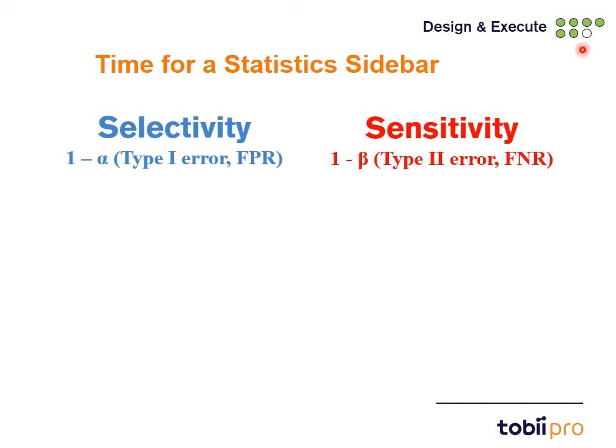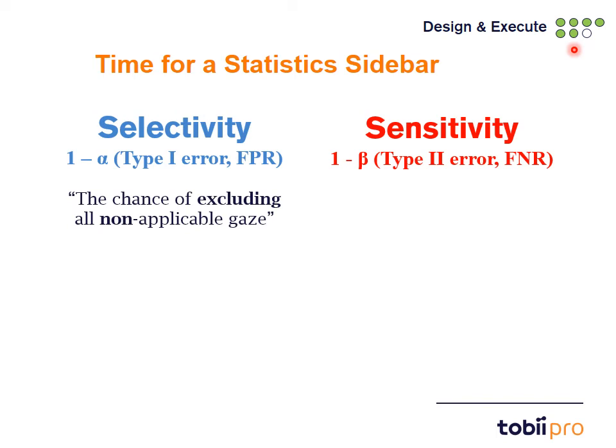And discussions of the finer details of selectivity and sensitivity and beta and alpha error aside, the straightforward way to think about this in terms of eye tracking is as follows. Selectivity can be described as the chance of excluding all non-applicable gaze. And sensitivity can be described as the chance of including all applicable gaze.